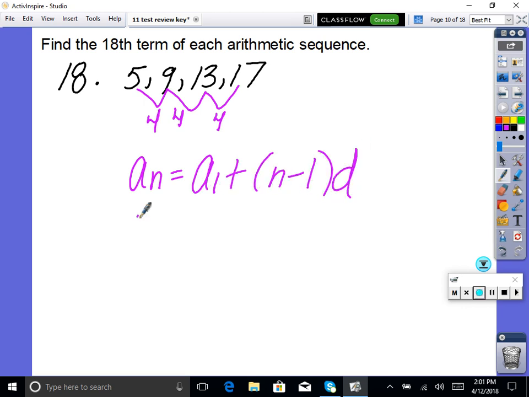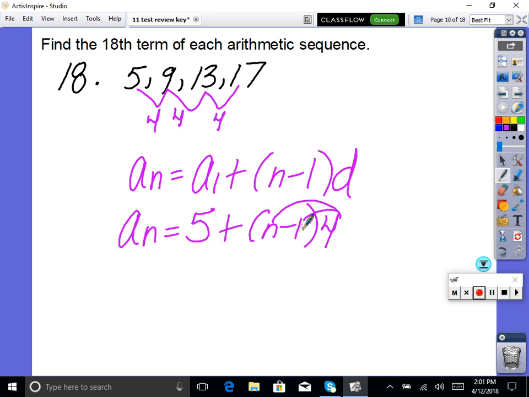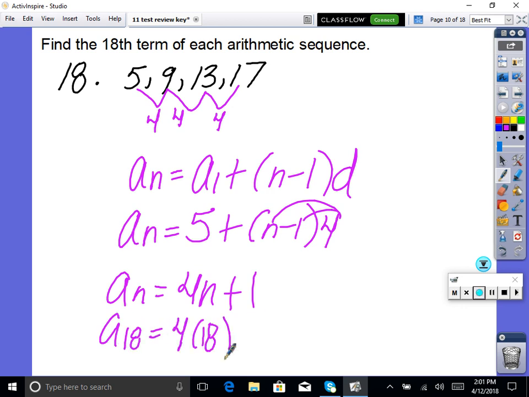So a sub n is equal to a sub 1, which is 5, plus n minus 1. Our common difference is 4. We could just practice simplifying it. So we have 4n, and then 5 minus 4 is 1. And now it says find the 18th term. A sub 18 is equal to 4 times 18 plus 1. Our 18th term here would be 73.